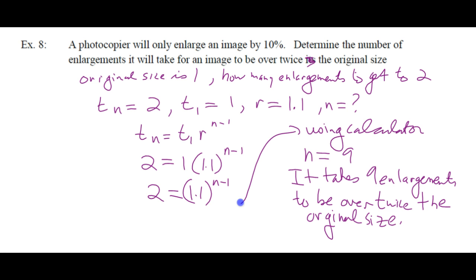Next year you'll learn how to solve this not using the calculator. That's not entirely true. You'll actually use the calculator, but differently. You won't have to do it graphically. That's it. Cool.